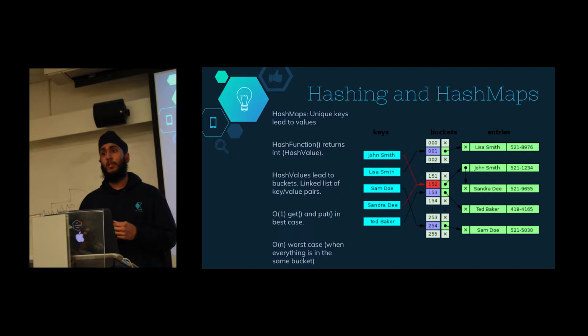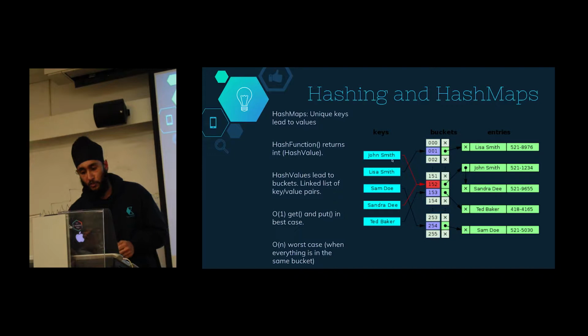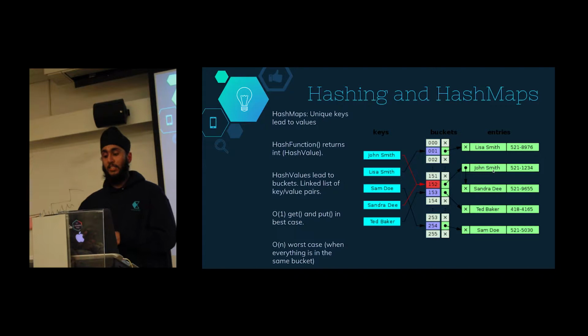And sometimes you will have collisions. For example, John Smith and Sandra D both lead to the 152nd bucket. But that's okay, because inside this bucket you have different key-value pairs. So right now you have John Smith and Sandra D both there.